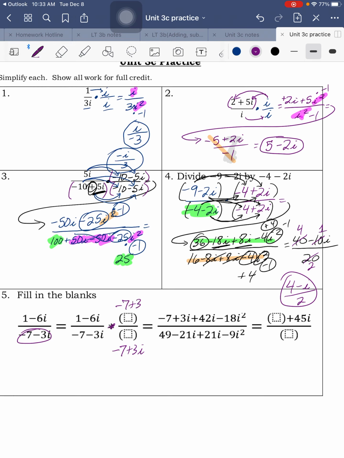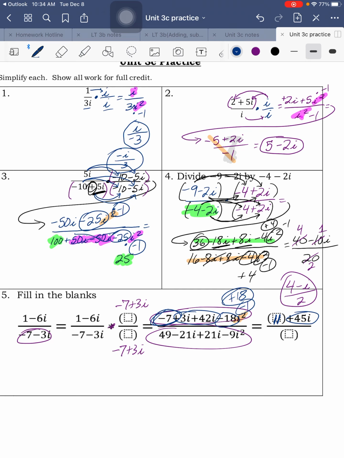And multiply the numerator too. After it's all multiplied out, we need to simplify it. So now the last step, the blanks you need to fill in, are the simplified parts. So I have i squared, that's negative 1. Negative 18 times negative 1 is positive 18. And so we have negative 7 plus 18. Negative 7 plus 18 is 11. So it should be 11 in there. And 3i plus 42i is a 45i, so that's good.